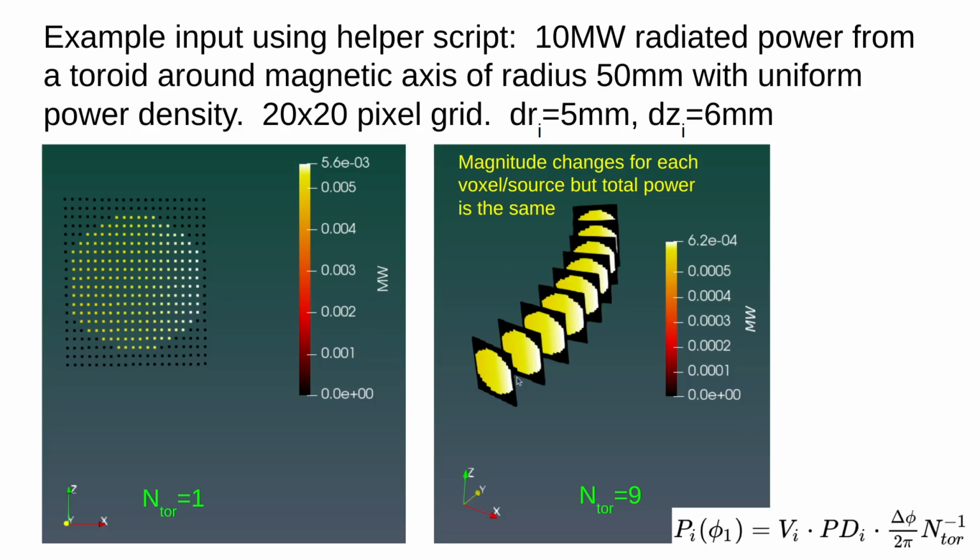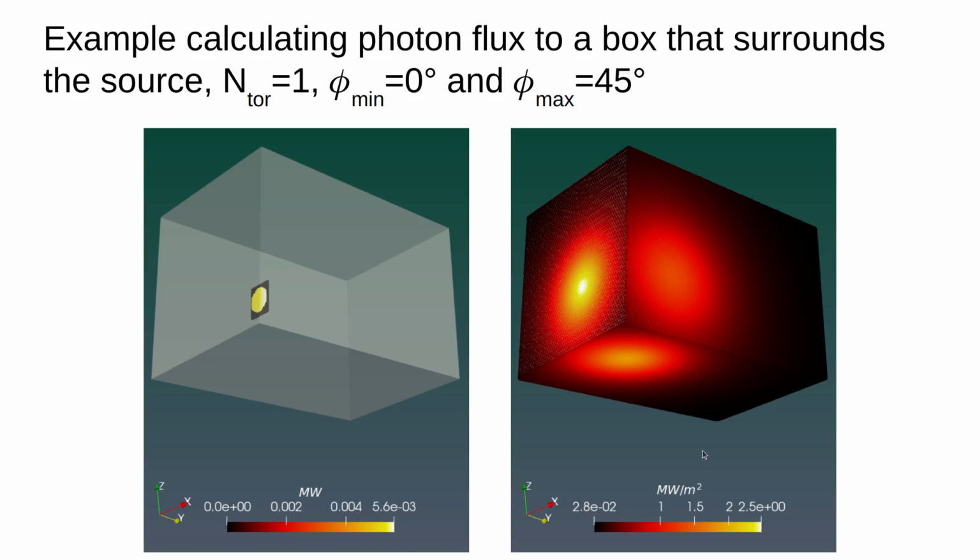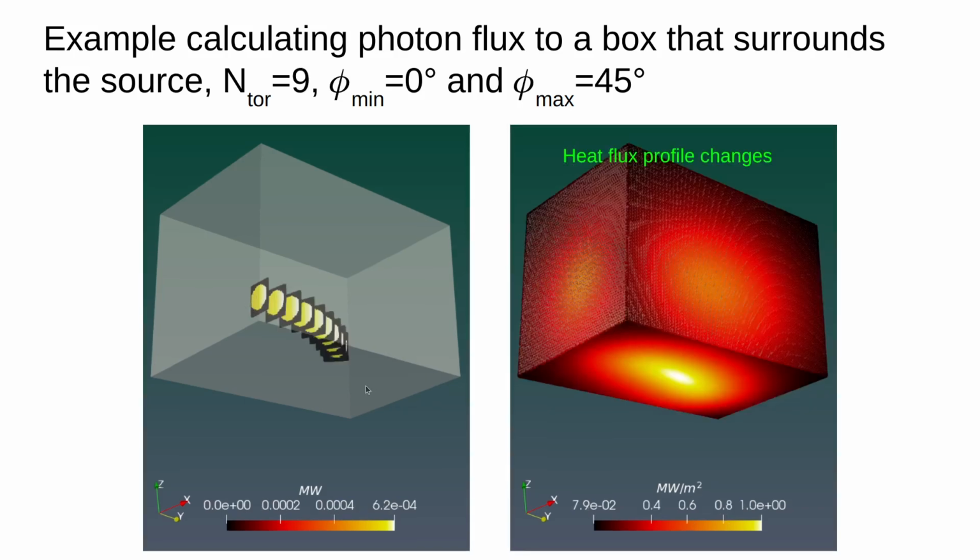So this is the idea: we take an axisymmetric power profile, revolve it in 3D, and then do photon tracing from every one of these points down to the target. Here's some examples. If you just put one inside this box, close to this edge, you'll see there's a lot of power right there, a little bit there, a little bit there. If you do the full 9, you start distributing that power profile over the entire box. So here's a 45-degree slice of the toroidal angle, and n tor equals 9.